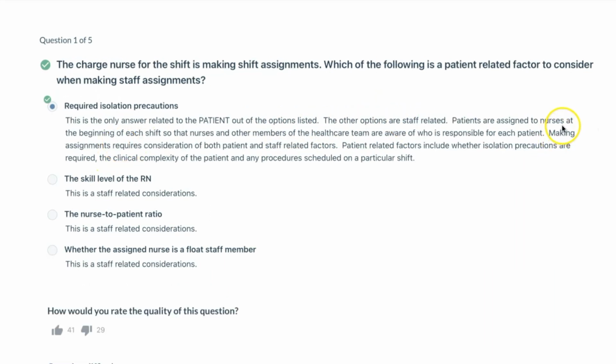Patients are assigned to nurses at the beginning of each shift so that nurses and other members of the healthcare team are aware of who is responsible for each patient. Making assignments requires consideration of both patient and staff related factors. Patient-related factors include whether isolation precautions are required, the clinical complexity of the patient, and any procedures scheduled on a particular shift.